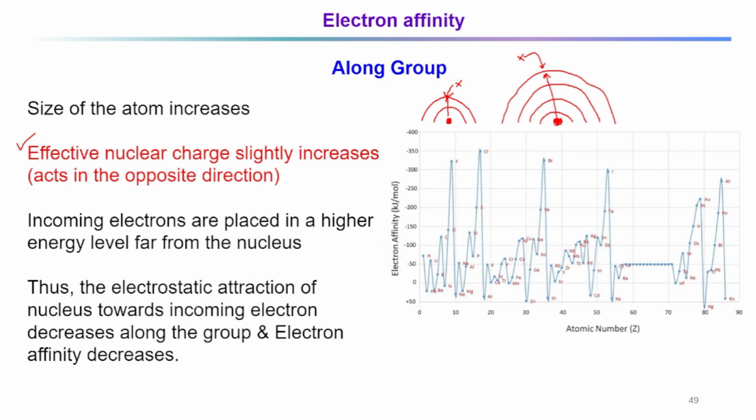Thus the electrostatic attraction of the nucleus towards the incoming electron decreases along the group, and electron affinity also decreases. So as we go from top to bottom down the group, the electron affinity decreases. You can see from here, fluorine is here, then bromine is less, iodine is much less. So electron affinity decreases along the group.